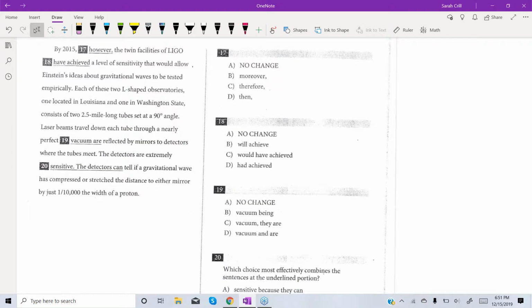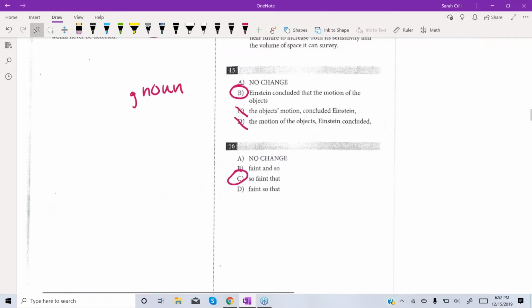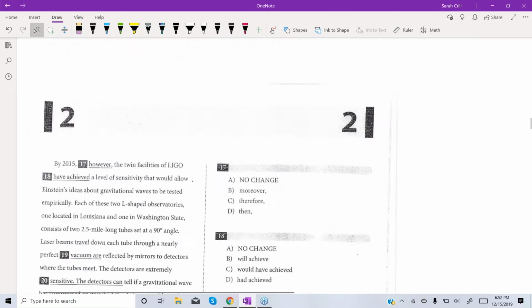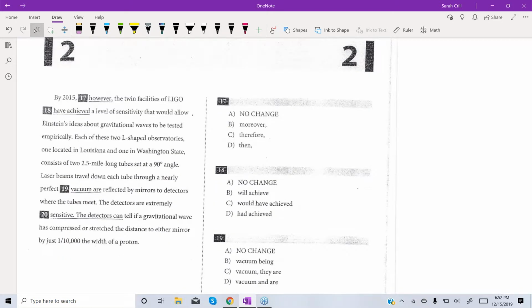Let me see. Okay, let's see how we get through these next couple questions. In a few minutes here, we'll move on to some math. Okay, so we have by 2015, the twin facilities of LIGO have achieved a level of sensitivity that would allow Einstein's ideas about gravitational waves to be tested empirically. So we were just talking about how Einstein thought that they would never be detected, and then we're saying that they were. So this is a contrast. So we want to make sure that we're using something that contrasts.